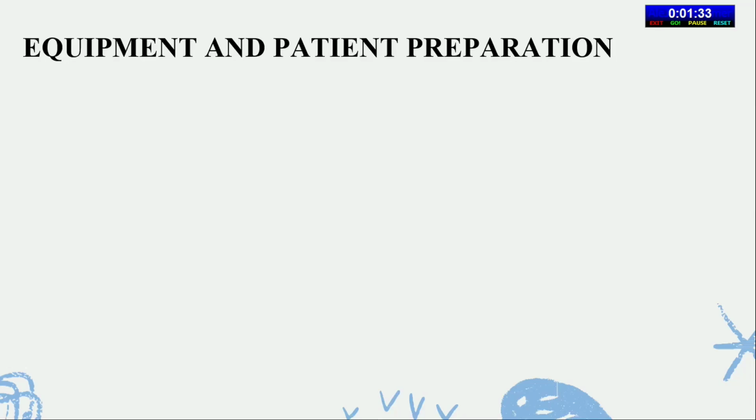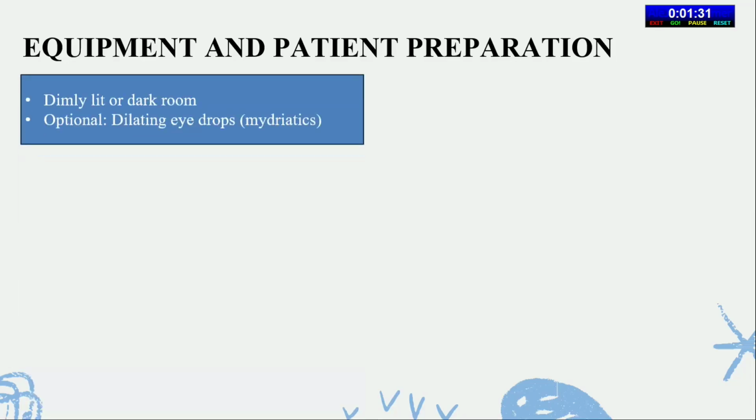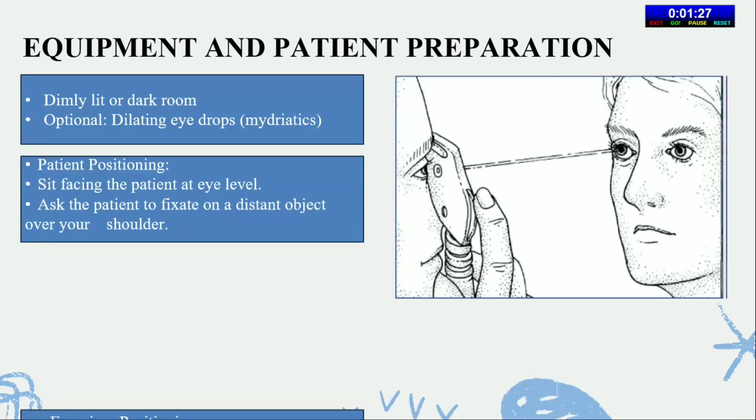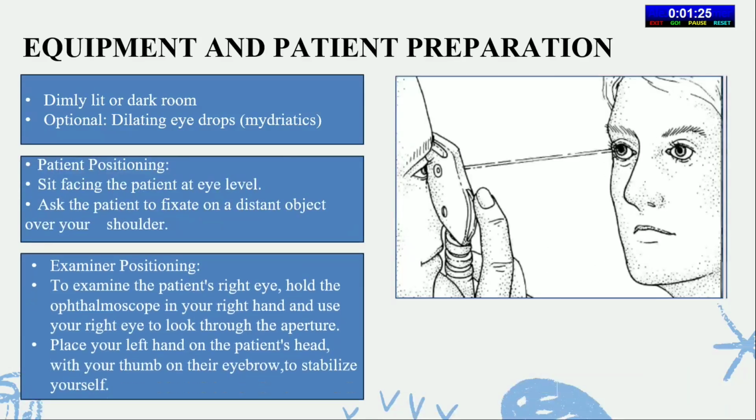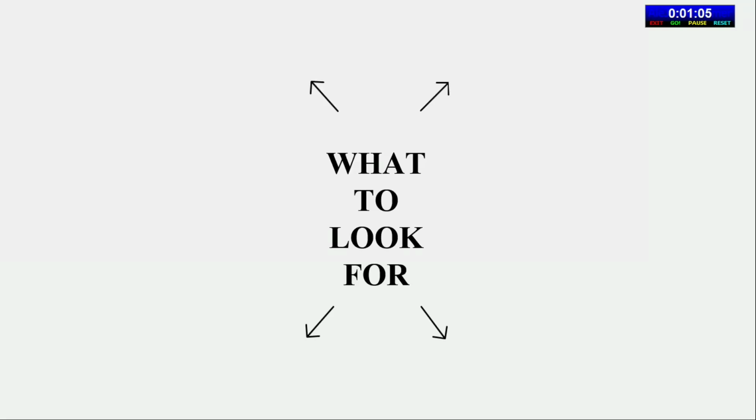Equipment and patient preparation: mainly we need a dark, dimly lit room and a mydriatic eye drop. Patient positioning is very important. Sit facing the patient at eye level, and ask the patient to fixate at a distant object. At an arm's length, we start examining and follow the red reflex. If we are examining the right eye of the patient, we use our right eye and keep our left hand to fixate ourselves. Now, what to look for?